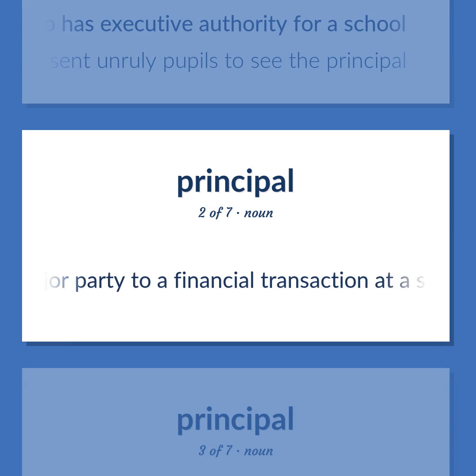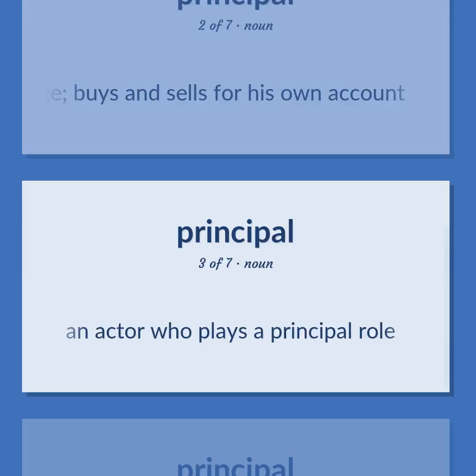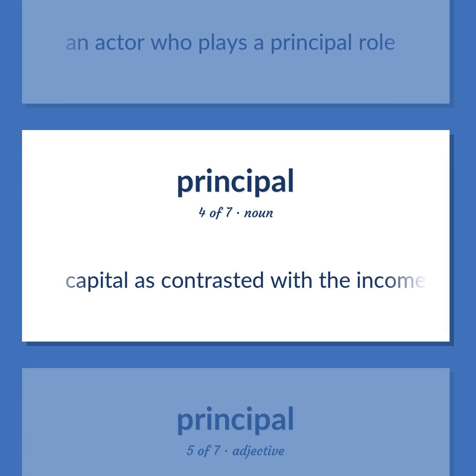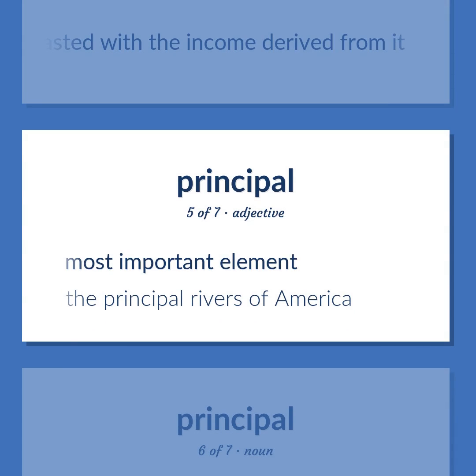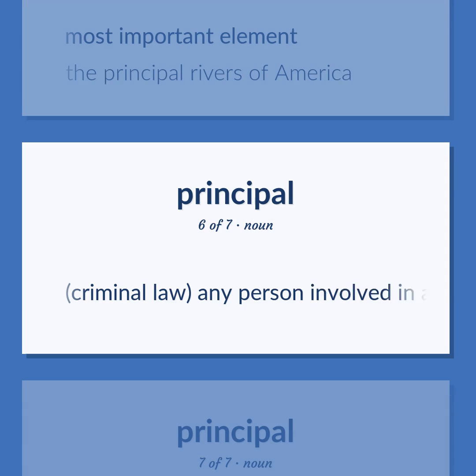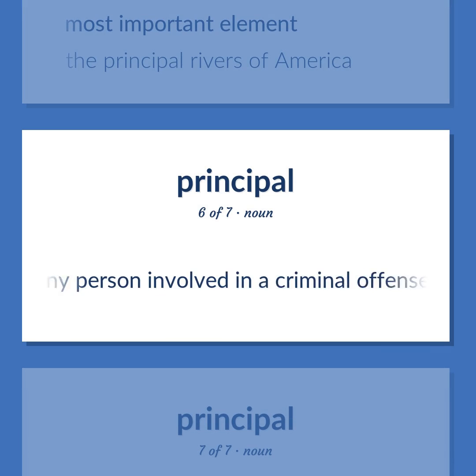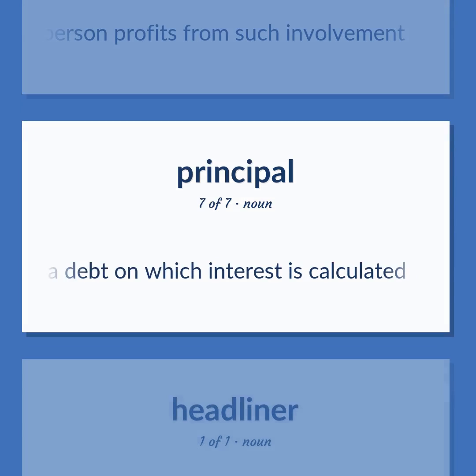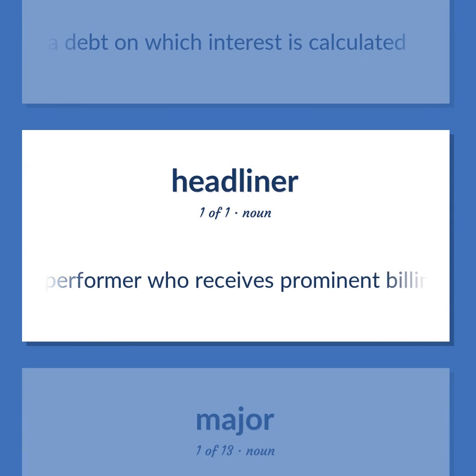The major party to a financial transaction at a stock exchange. Buys and sells for his own account. An actor who plays a principal role. Capital is contrasted with the income derived from it. Most important element. The principal rivers of America. Criminal law. Any person involved in a criminal offense, regardless of whether the person profits from such involvement. The original amount of a debt on which interest is calculated. A performer who receives prominent billing.